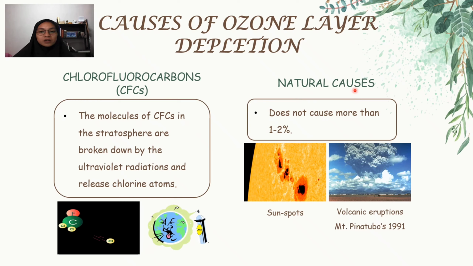The second cause is natural causes, but they do not cause more than 1 to 2%. The examples are sunspots and volcanic eruptions. Volcanic gases do not play a direct role in destroying the ozone. We can see from 1991, when Mount Pinatubo erupted, it produced a large amount of tiny particles, which are aerosols.